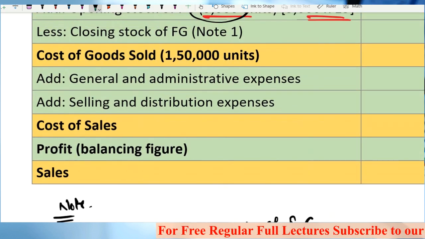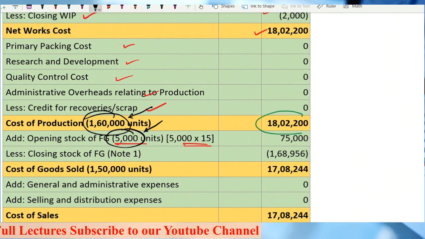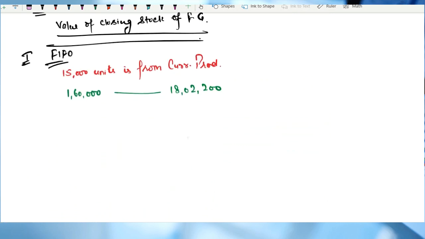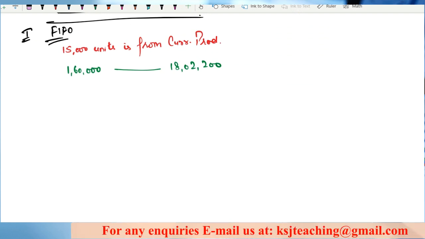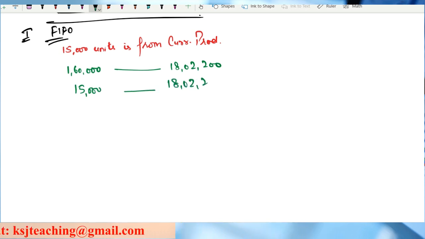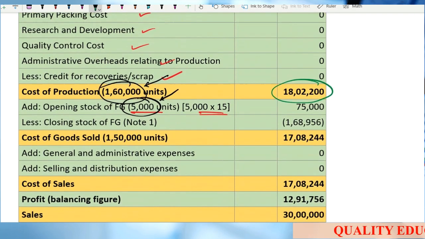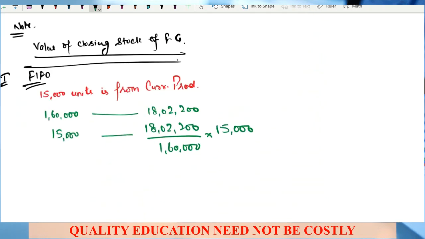18,02,200. Any doubts in this? What is your cost of manufacturing 1,60,000 units? 18,02,200. Any doubts up till this point? No? Right. If 18,02,200 is the cost of manufacturing 1,60,000 units, then what will be the cost for 15,000 units? That will be 18,02,200 divided by 1,60,000 multiplied by 15,000, right? So this cost will be 1,68,956. I have rounded it off.